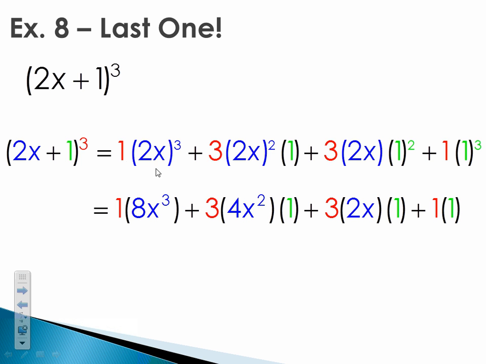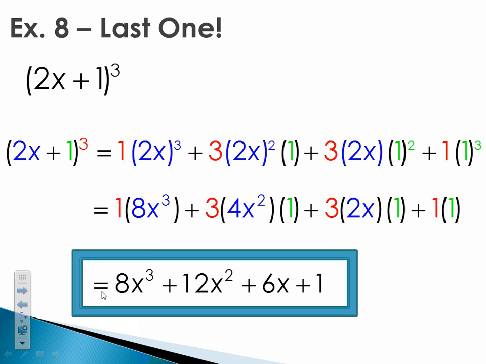Okay, let's do my exponents first. 2 to the third is 8. X to the third is x3. 2 squared is 4. X to the second is x squared. The rest of it kind of simplifies itself out. Now I got to just simplify the rest of my coefficients. And I end up getting 8x to the third plus 12x squared plus 6x plus 1.